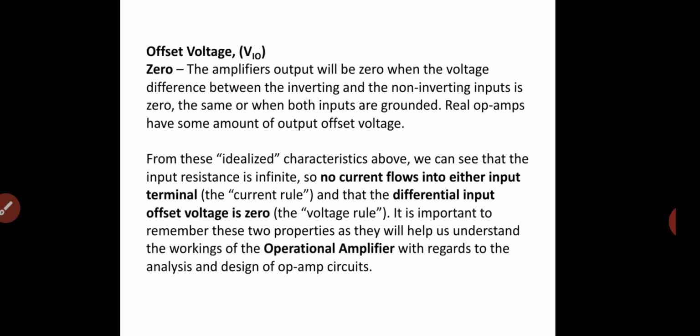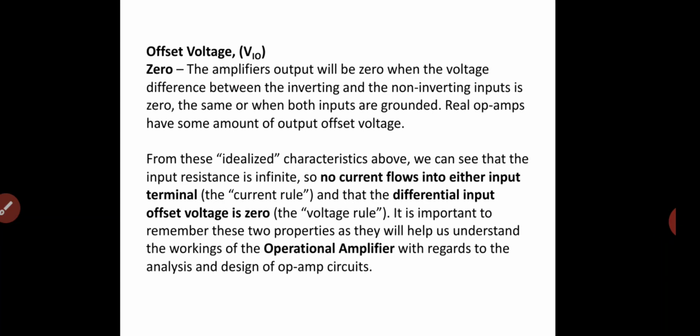Offset voltage. The amplifier's output will be zero when the voltage difference between the inverting and non-inverting input is zero, that is, when the inputs are the same or when both inputs are grounded. Real op-amps have some amount of output offset voltage.